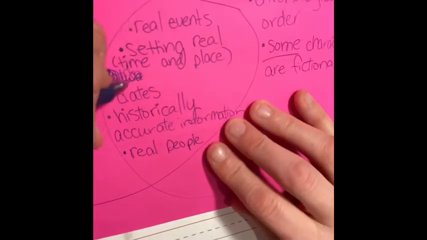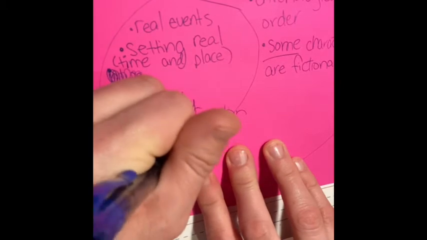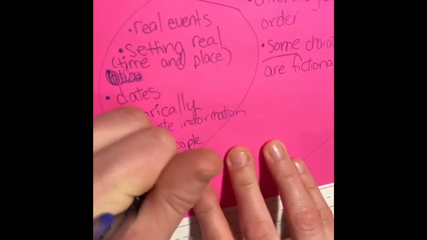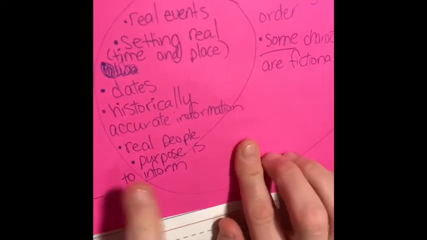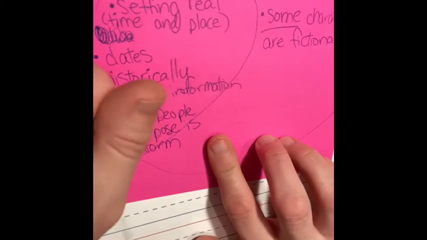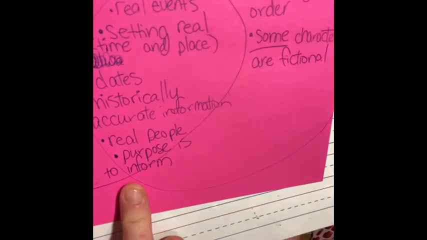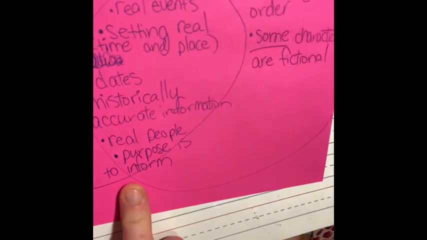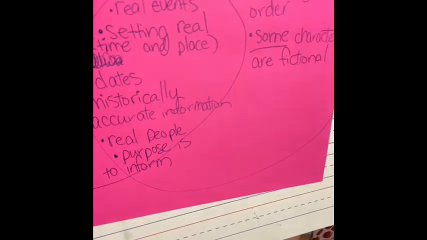We learned from our anchor chart that historical fiction is written to inform us of something that was going on in a certain time in history. And of course, informational text is always written to inform. So we'll put here in the middle, purpose is to inform. To inform us. Historical fiction is written to inform us of what went on back then, but the author wants it to be kind of entertaining.